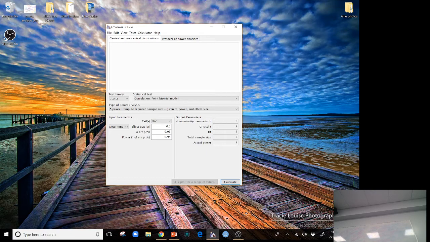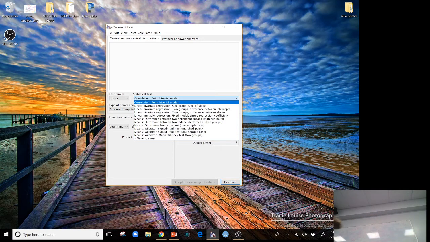Okay, so first we have to find what test family we're going to use. Two groups, we're comparing the averages, it's going to be a t-test. But it's not going to be correlation point biserial model. Which one are we going to go with? You can drop down the list. Means, the difference between means, two independent groups. Well, it's not the matched pairs, we haven't learned about those yet. That would be a pre-test, post-test, married couples, parent-child, something where they're matched together. We're doing independent groups, two groups.